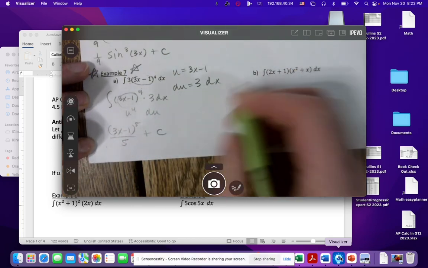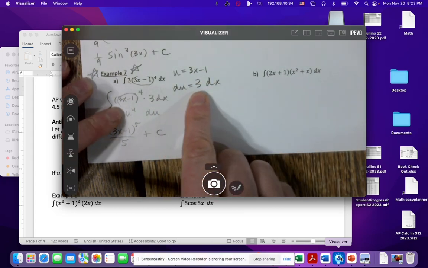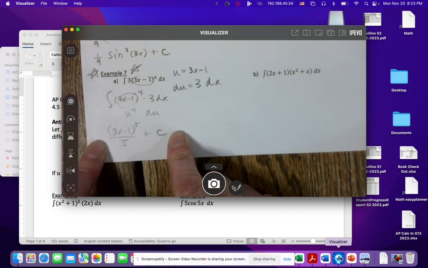So this is often kind of the way I would do it on my own. I would make notes underneath. I would think about u, but I'm not actually integrating with u. I'm just going straight to an answer. So if that works for you, you are welcome to do that.